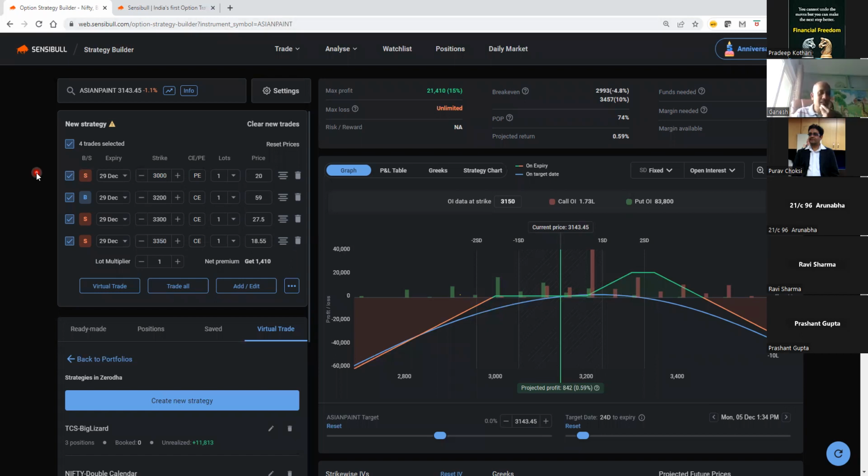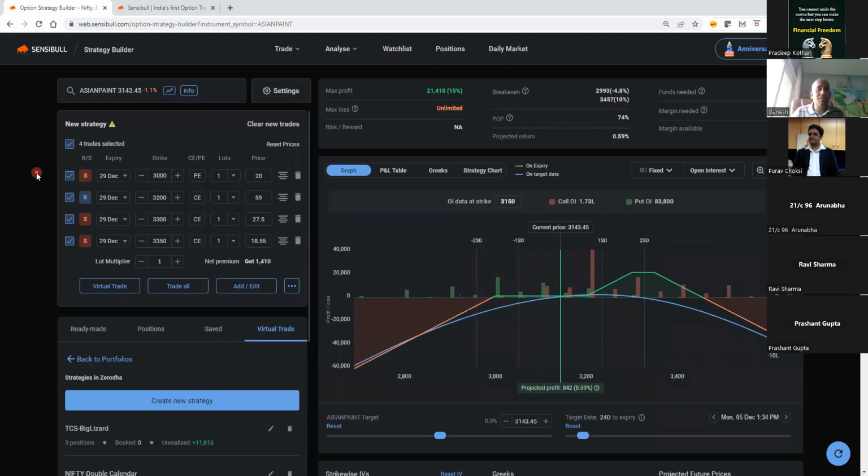IVP is implied volatility percentile. See, if you look at a stock, IV is implied volatility. A stock will have an IV of 30 or 20 or 50. But we cannot say whether it is a high IV or a low IV. How do you say that? We can see only based on the IVP.